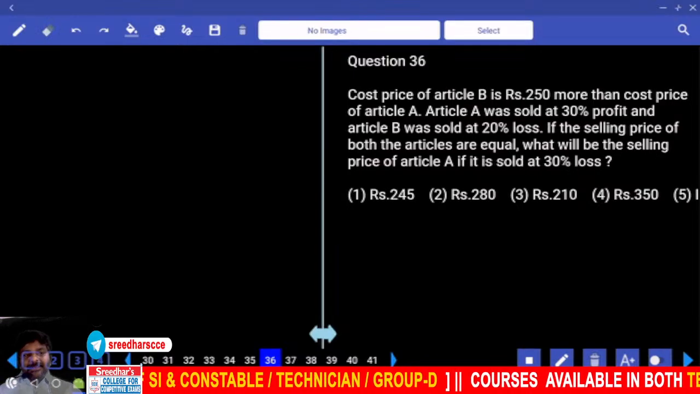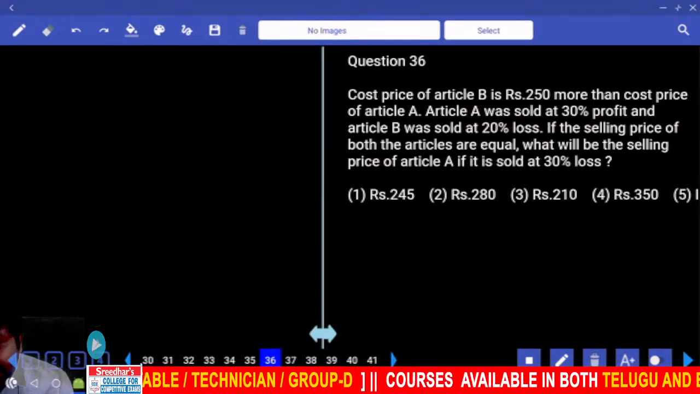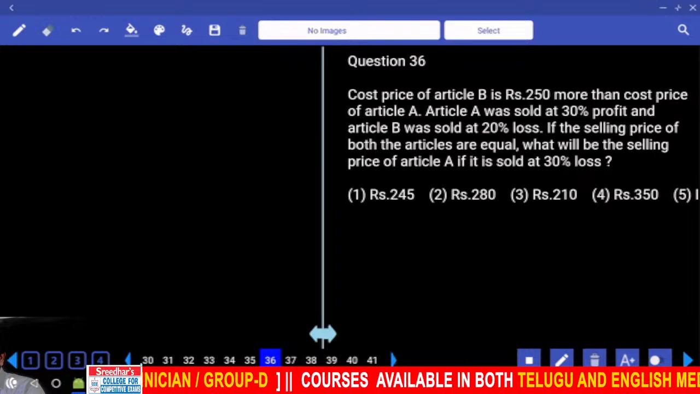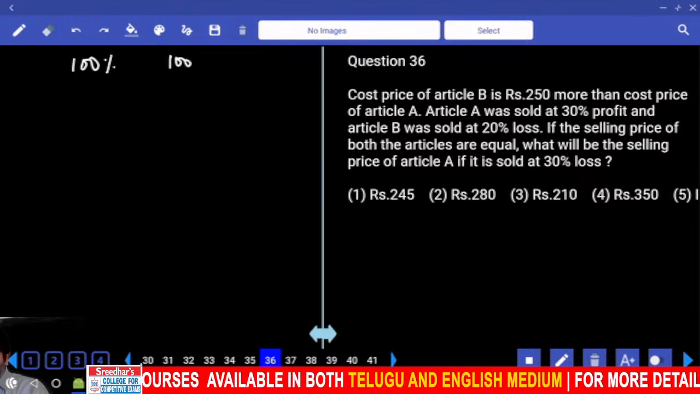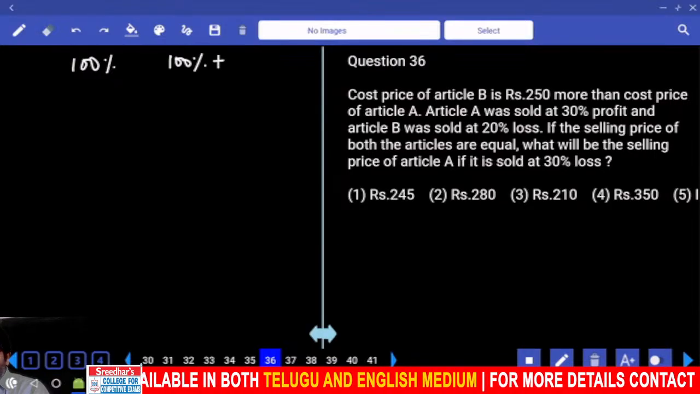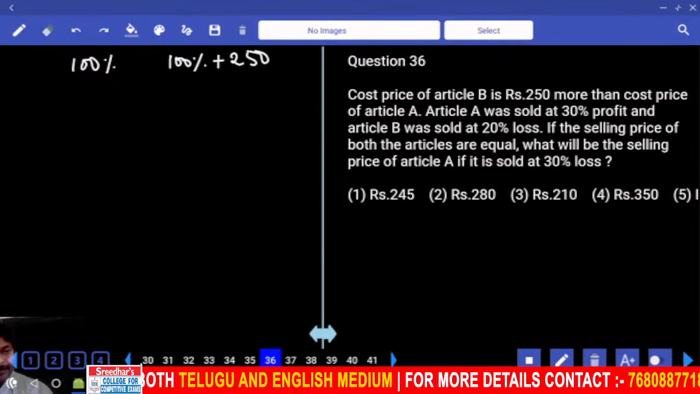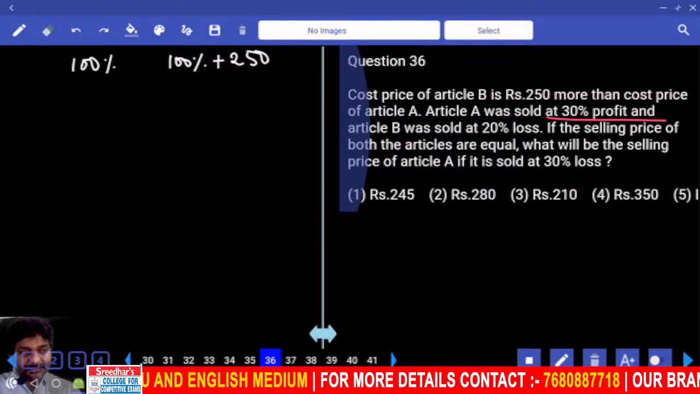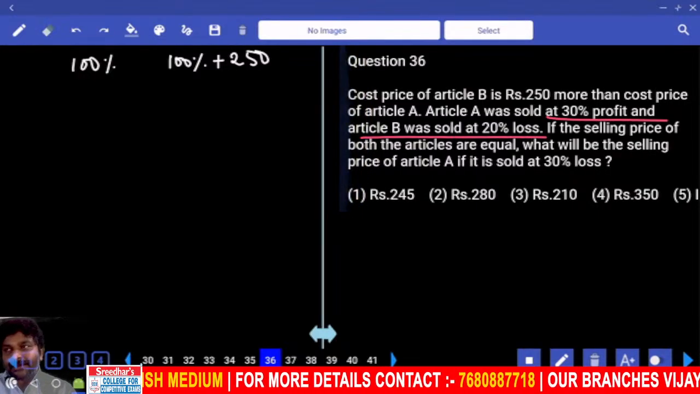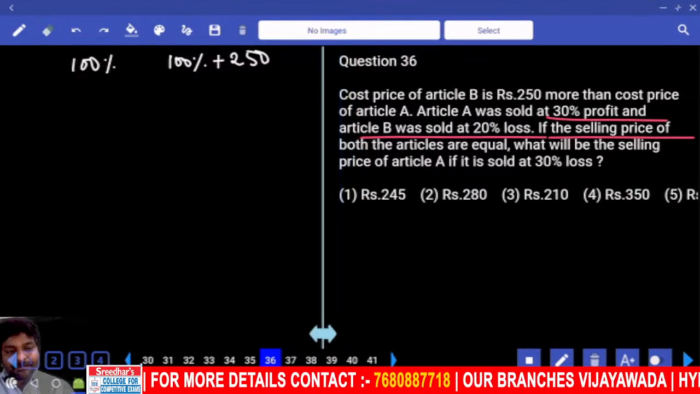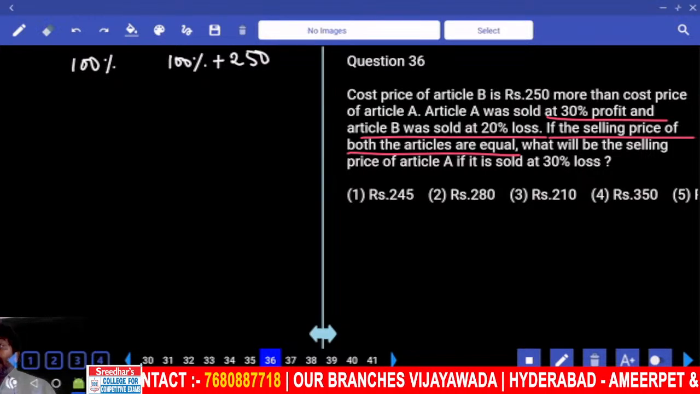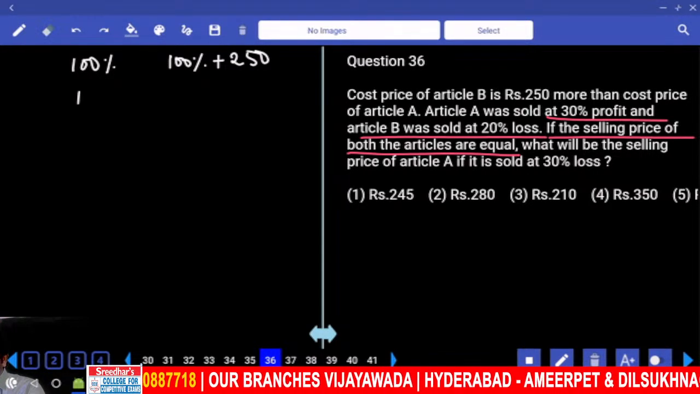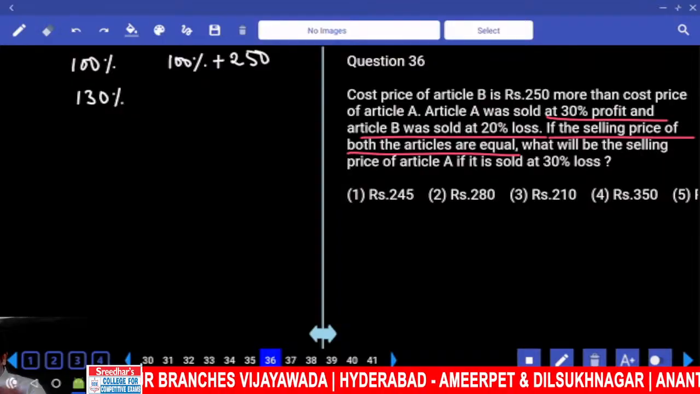Cost price of article B is 250 more than cost price of article A. Let me take article A price 100%, B price 100% plus 250. A was sold at 30% profit, B sold at 20% loss. If the selling prices of both articles are equal. A sold at a profit of 30%, selling price 130%.